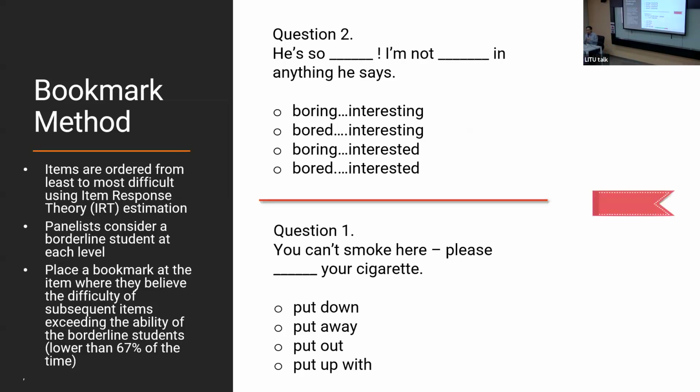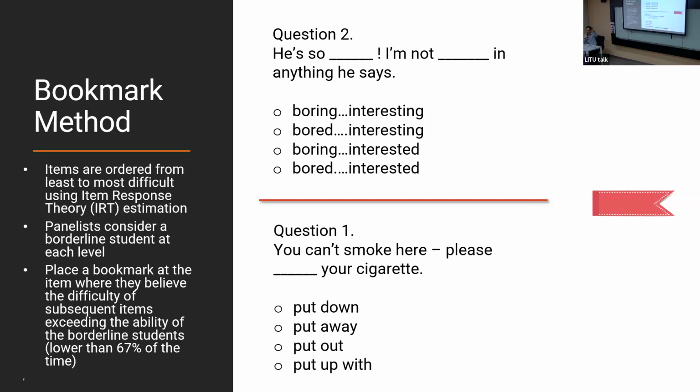So your job as a panelist, you go through each item, which are ordered from the easiest to most difficult, right? And then you imagine that you are a hypothetical borderline B2 reader here. Then I think up to question 2, you could answer these items correctly more than 67% of the time. But from question 1 below, I don't think they can do it more than 60% of the time. Then you place the bookmark there, and that will be the cut point, right? It's kind of straightforward, right?